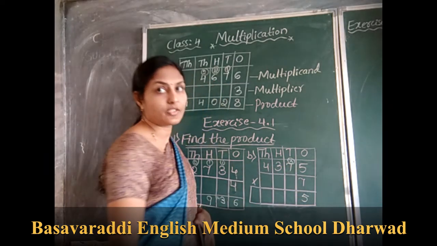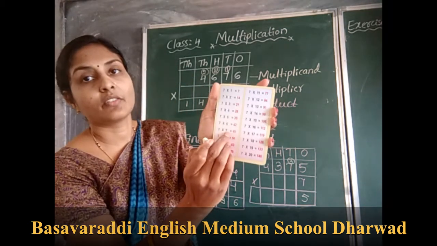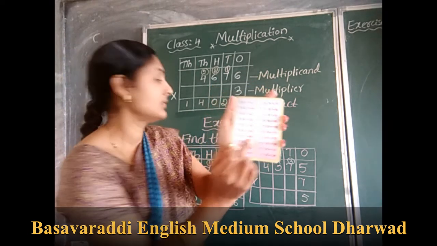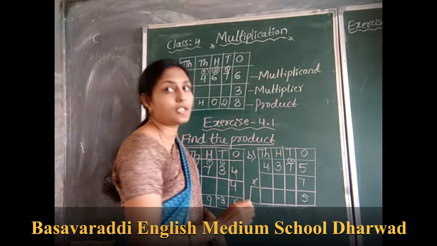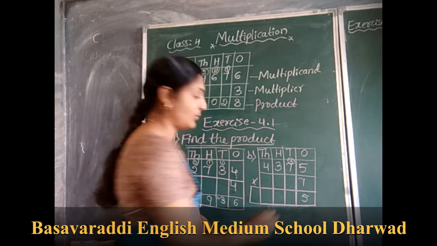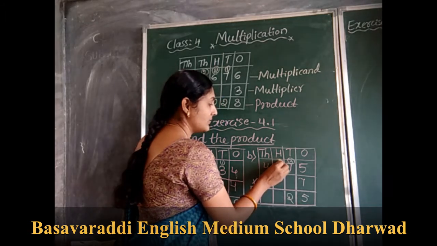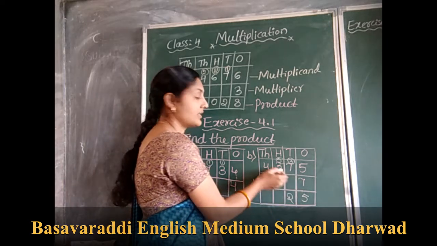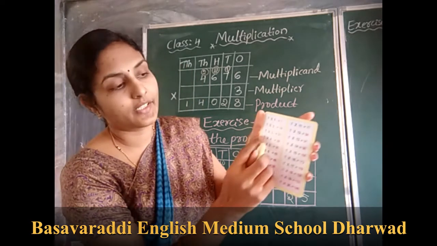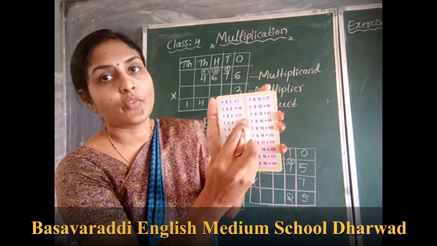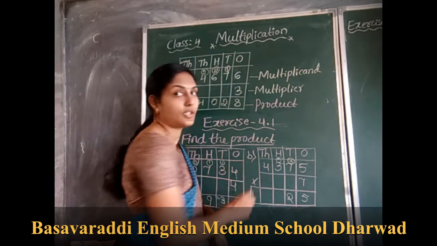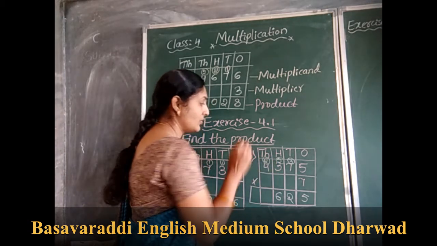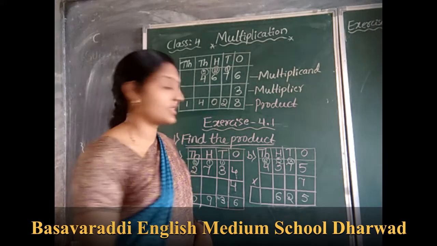7 sevens are 49. That means the 7 is multiplied 7 times. The product is 49. The 49 plus 3 is 52. So write 2 here and the 5 carries over to the hundreds place. Next, 7 threes are 21. The 21 plus 5 is 26. So write 6 here and carry over to the thousands place.